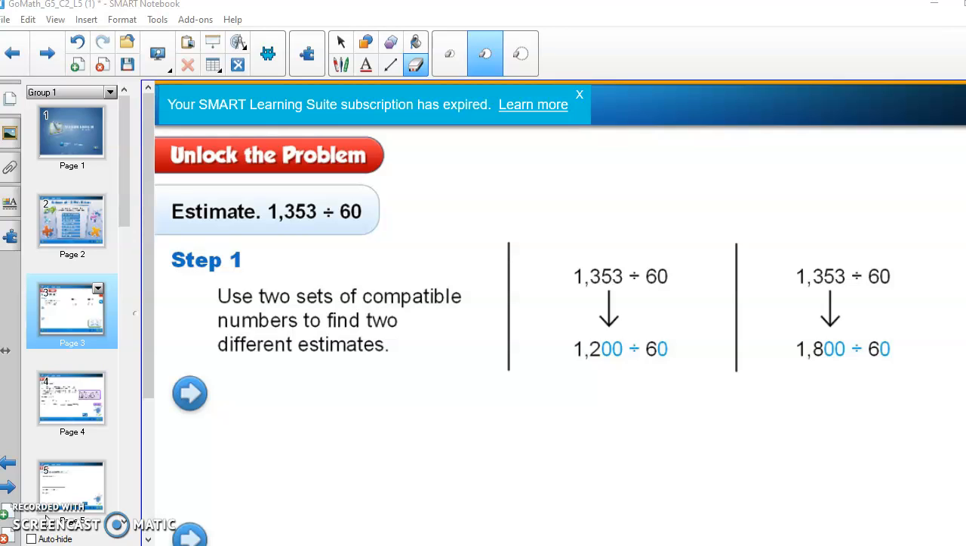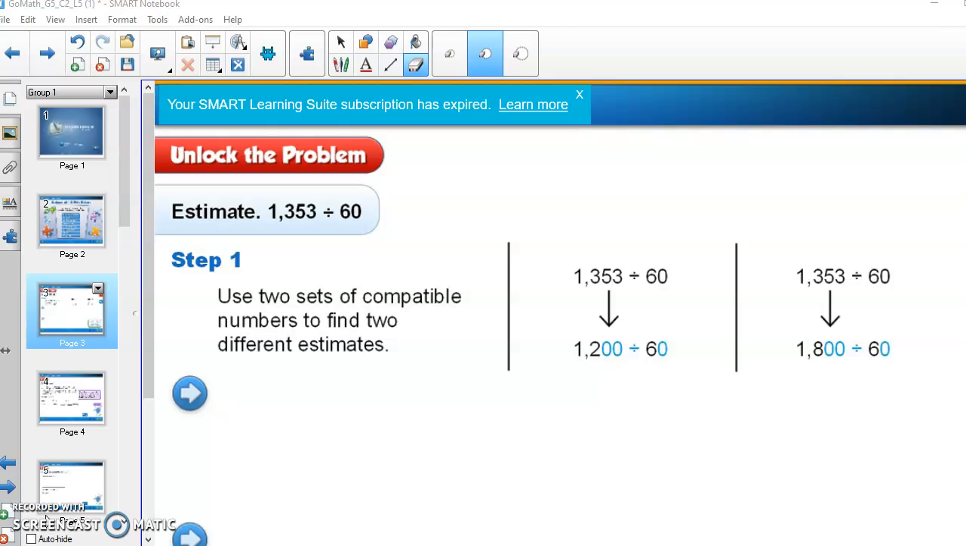We have a word problem. Let's read it together. It says, the observation deck of the Willis Tower in Chicago, Illinois, is 1,353 feet above the ground. That's huge. Elevator lifts visitors to that level in 60 seconds. Imagine how fast that is. You can make it to the top of the Willis Tower in just 60 seconds. About how many feet do the elevators travel per second?